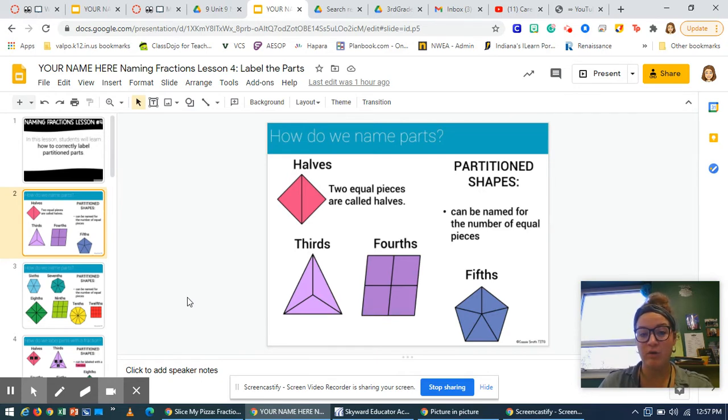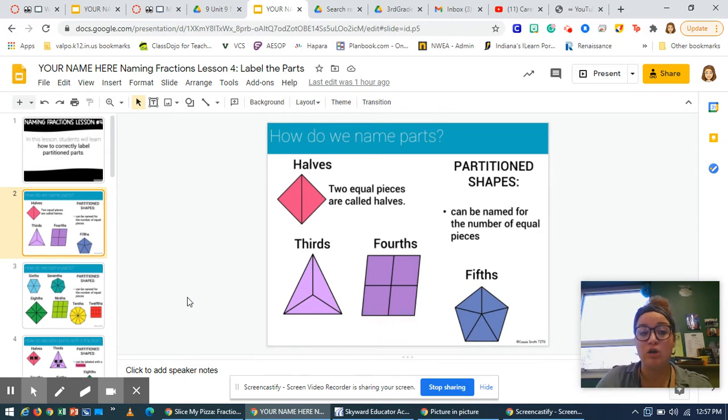Hopefully, you remember that it means to divide the shape into equal-sized pieces. Equal is the most important word because in order for a fraction to be a fraction, it has to be equal pieces. We also learned about the word congruent, which is a fancy word for equal. So if the pieces are congruent, that means that they are equal.